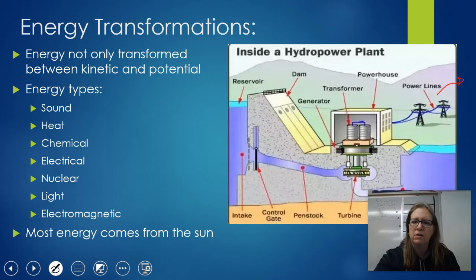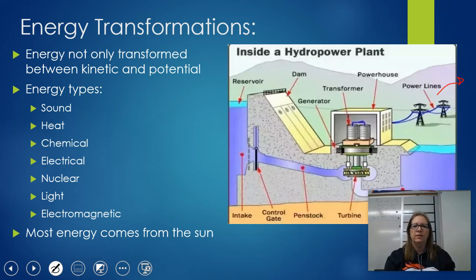Let's assume those power lines are feeding off to your house where you've got your PlayStation plugged in, your TV or whatever, all right? So where does the energy come from? It might not come from a hydroelectric dam. It might come from a power plant that burns fossil fuels, but the idea is the same.